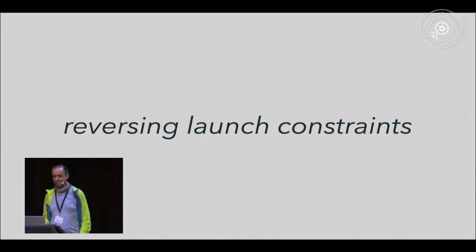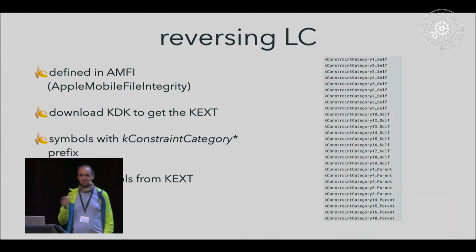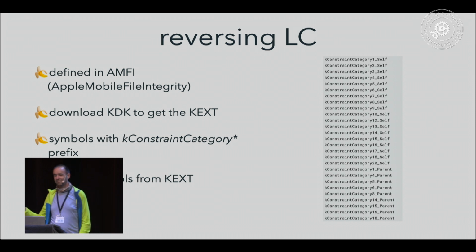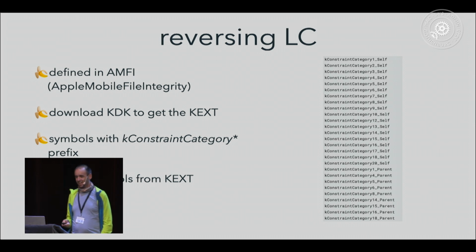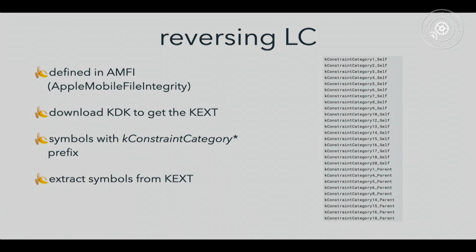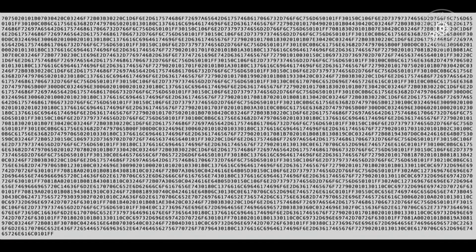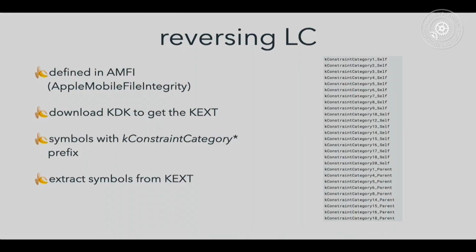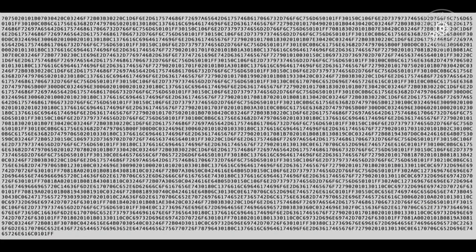So how can we reverse launch constraints? Launch constraints can be found in the Apple Mobile File Integrity kernel extension. They are defined there. You can either extract it from the kernel cache, but I think it's easier to download the kernel development kit, install it, and you get the AMFI from there. You will find all these symbols starting with constraint category, and you get the number, and whether it's a self or parent constraint, and this is what you get. So this is all the stuff dumped out.